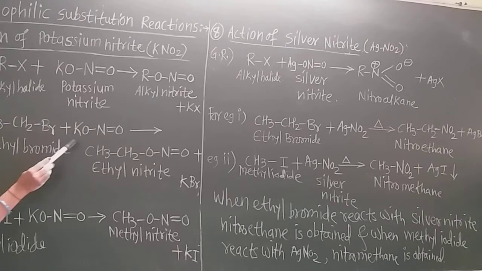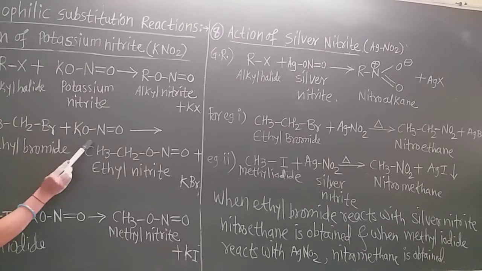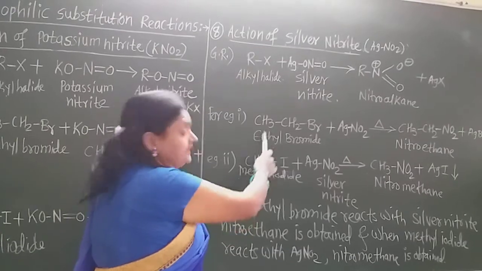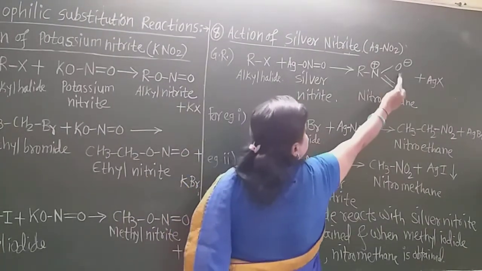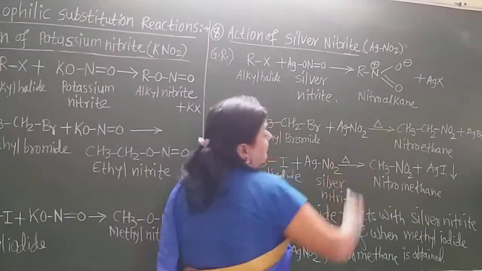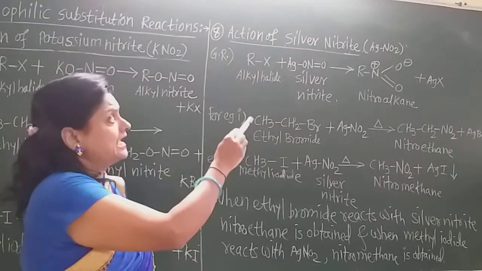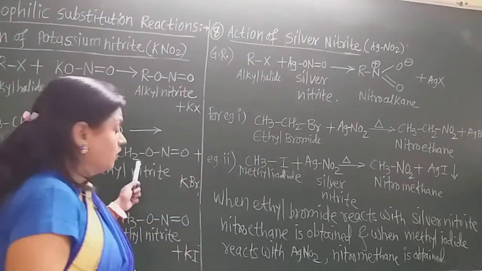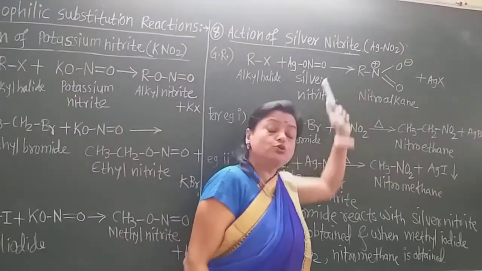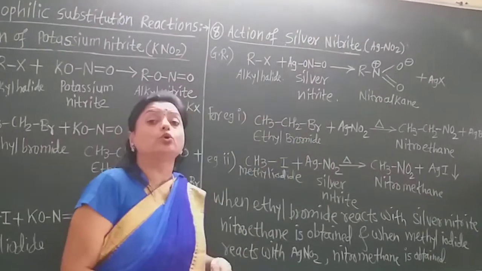See here, again you can write CH3CH2ON double bond O. Always write in this way because that is the nitrite. But when we react silver nitrite with the alkyl halide, then this NO2 group is attached to the alkyl group by the nitrogen. So there is formation of nitroalkane. Both groups are similar, NO2, but in one oxygen is attached to the alkyl group and here nitrogen is attached to the alkyl group. That is the difference. So it is the nitroalkane.